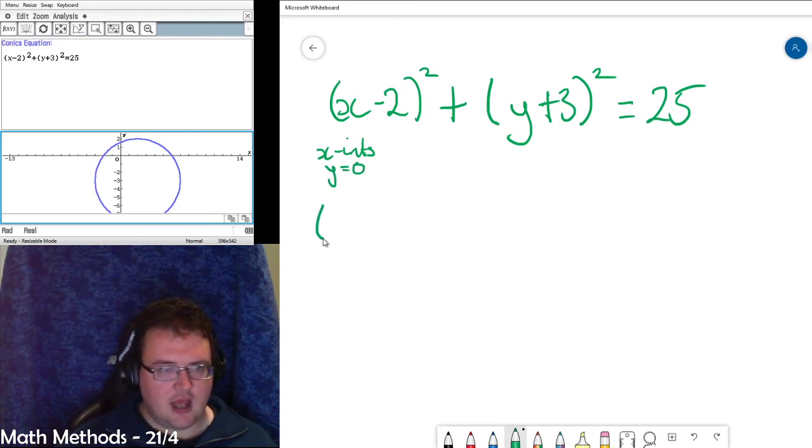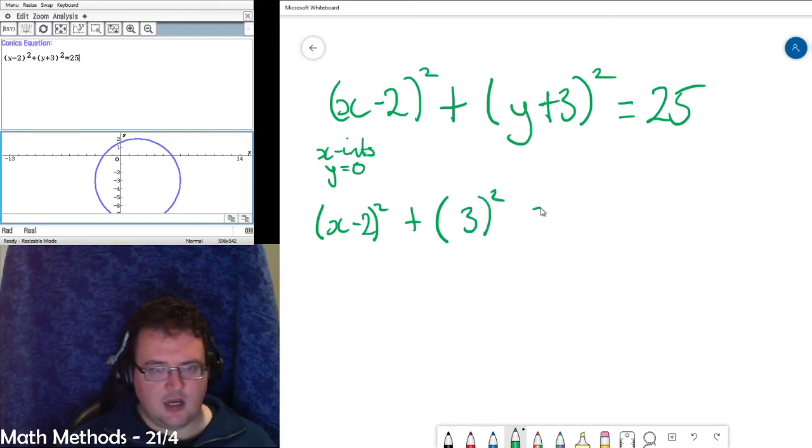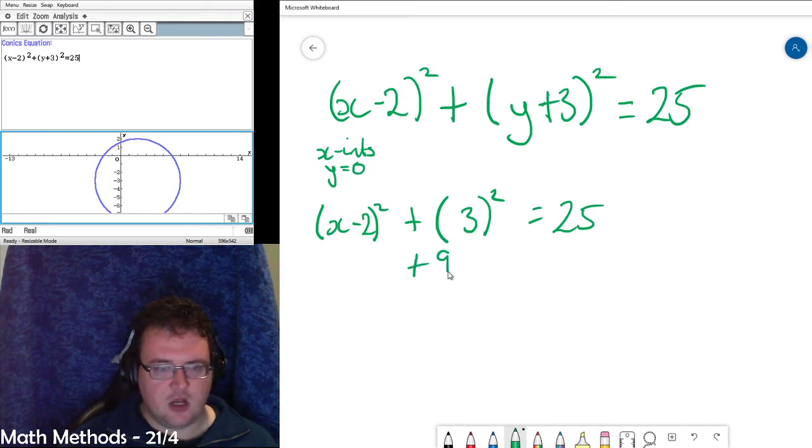So that means I have x minus 2 squared plus 3 squared equals, oh, spoiler alert there, so that means now I keep going from here, that becomes plus 9.